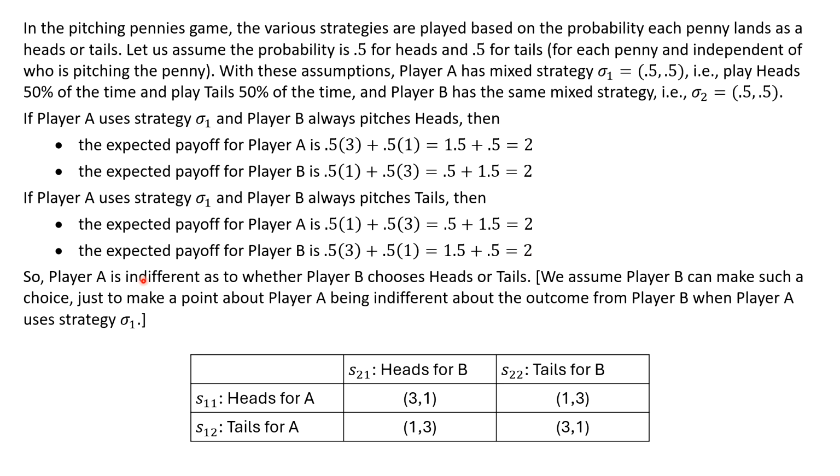So player A is indifferent as to whether player B chooses heads or tails, since in both cases player A gets 2 points. And it's completely symmetric. Player B has the same lack of concern as to what player A is doing when player B uses this strategy, sigma sub 2. Okay, let's continue with the analysis on the next slide.